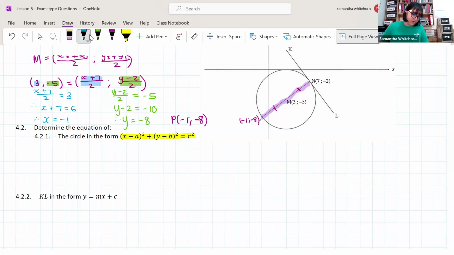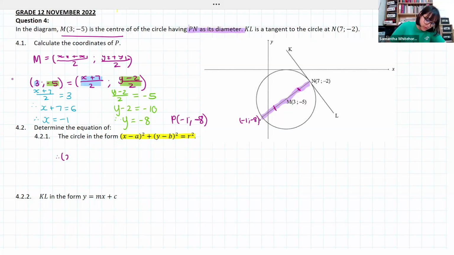Okay, let's have a look. So we had to find the center. Now, from the center of the equation, we automatically know where the center is. So we know it's (x − 3)² + (y + 5)². Remember, your signs are opposite. Problem is we don't know what r² is.